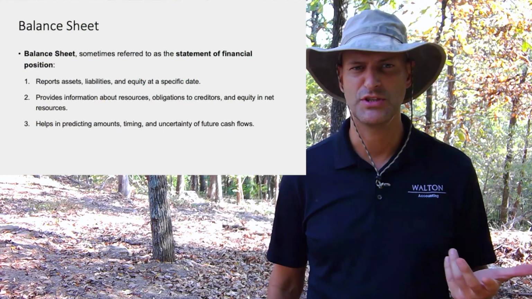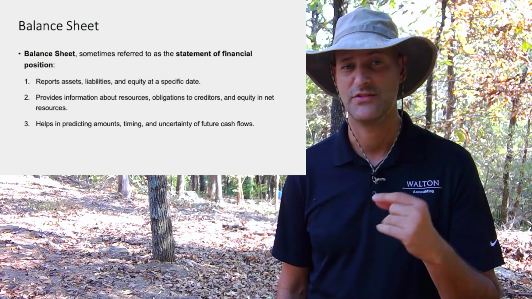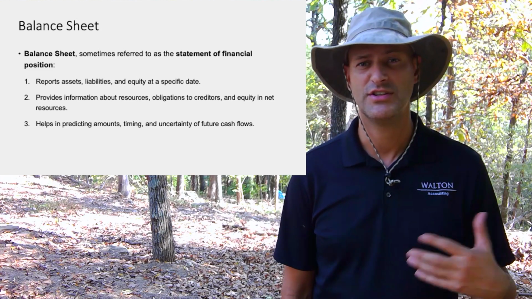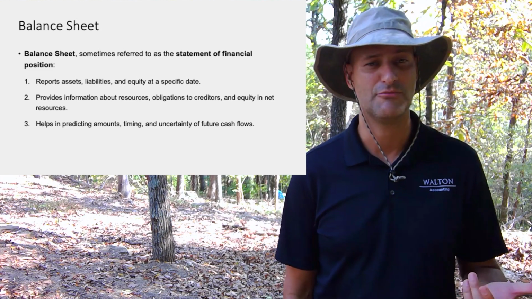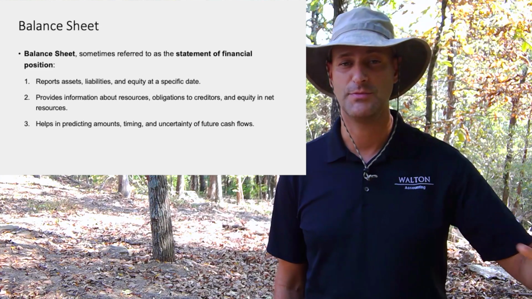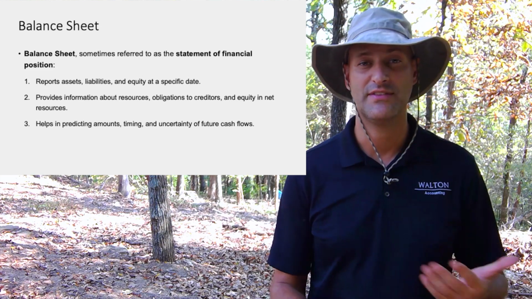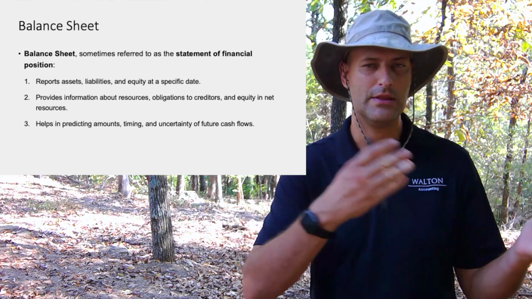Moving on to our balance sheet. Our balance sheet, sometimes referred to as a statement of financial position, reports assets, liabilities, and equity as of a specific date. It provides information about the resources, obligations, creditors, net equity, and net resources available for management to use, and it helps in predicting future timing and uncertainty of cash flows, principally through the current assets and current liabilities.